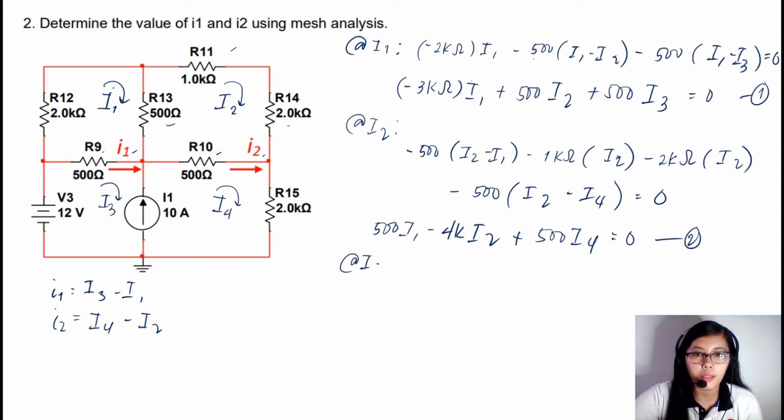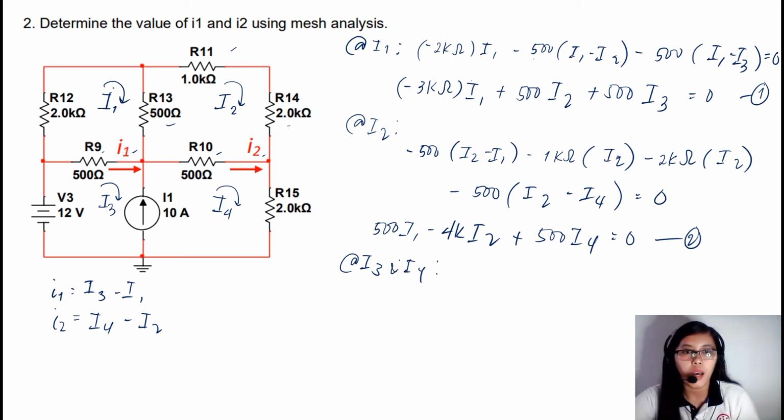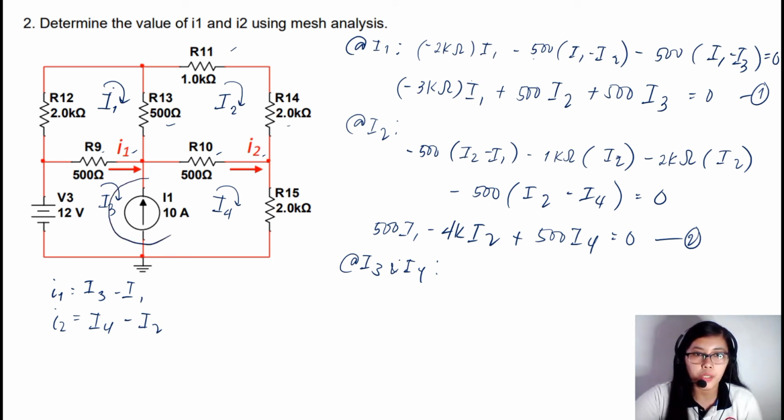For I3 and I4, since we have here a current source in the middle of I3 and I4, this is a super mesh. So this is a super mesh, okay? And since it's a super mesh, we will consider the current that's flowing on this loop. So let's start with 12 volts. 12 minus 500, the current that is flowing through this resistor is I3 and I1. So that's I3 and I1.